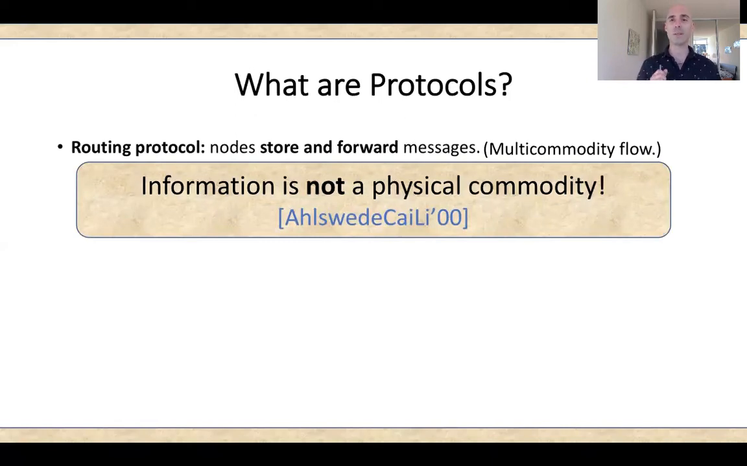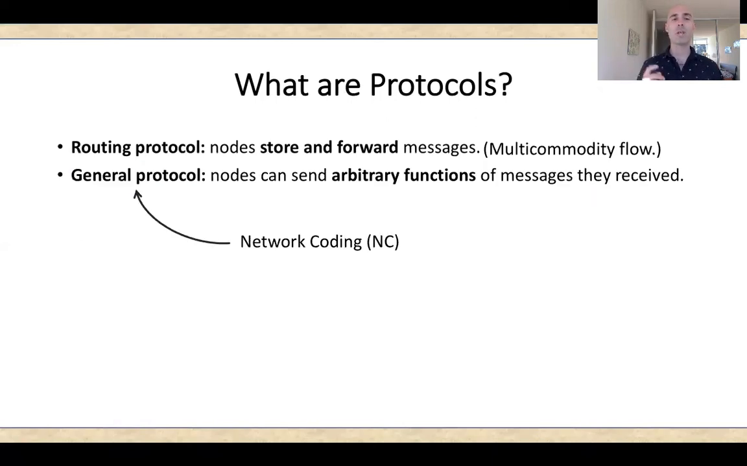So routing is not the only kind of solution to this problem. In particular, more general protocols need not only have nodes store and forward messages, but they can even allow nodes to send arbitrary functions of messages they receive. So internal nodes in the network can encode and decode messages. Therefore, we refer to these more general protocols as network coding protocols.